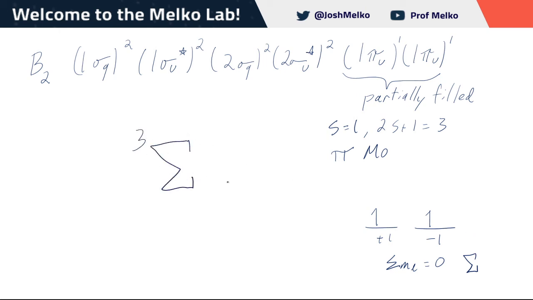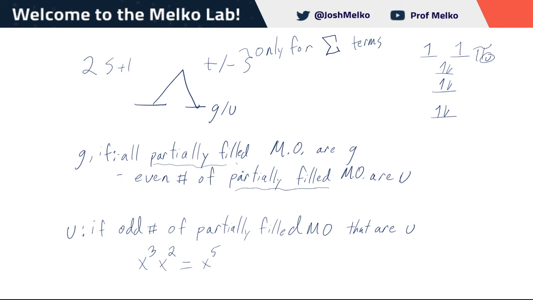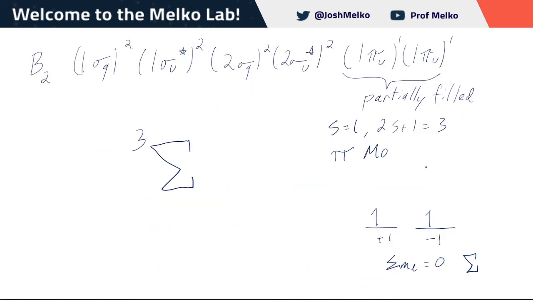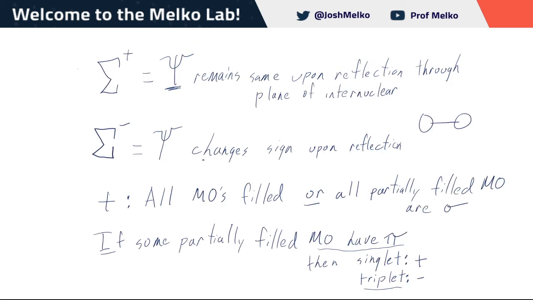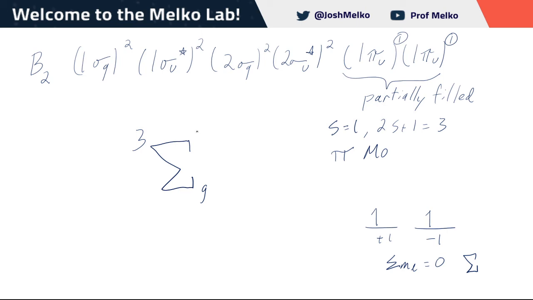So I know this so far. Is it gerade or ungerade? Well, we can go back to our example here. We have partially filled molecular orbitals, but there's an even number of partially filled ungerades, because there's 2 partially filled ungerades. So that makes it gerade overall. And then is it plus or minus? Well, some partially filled molecular orbitals have pi character, and it's a triplet state. Yes, this is a triplet state, so this should be minus. So the molecular term symbol here that describes the organization of electrons is 3 sigma g minus.